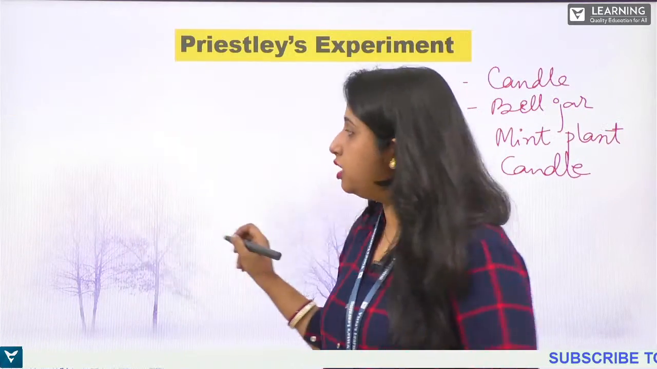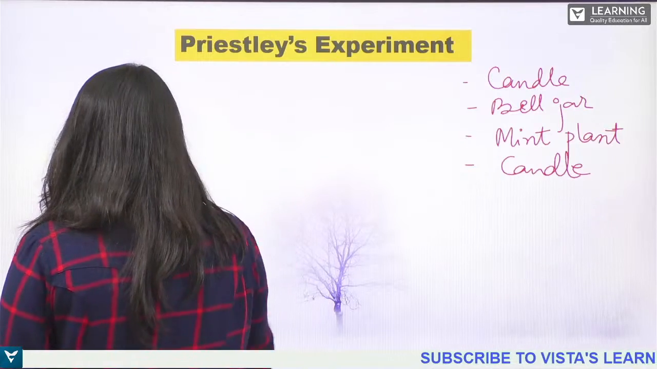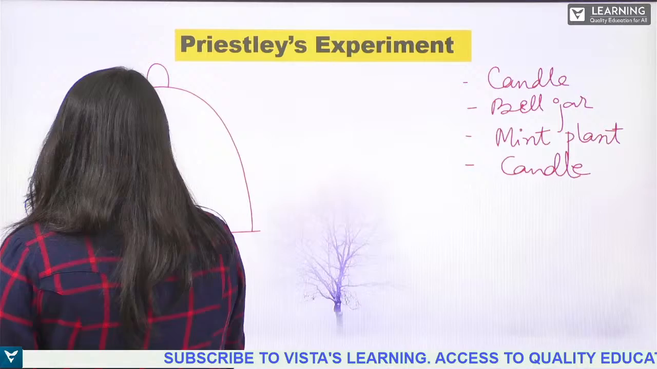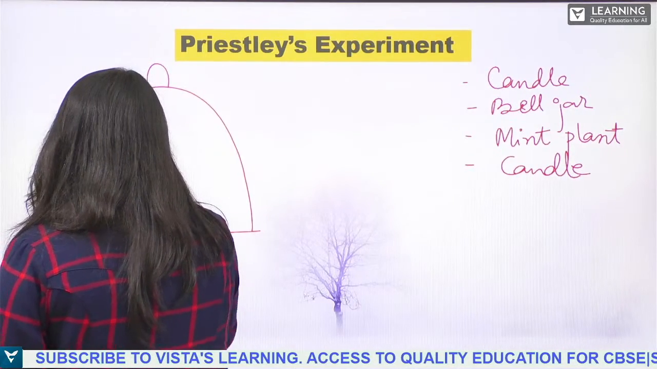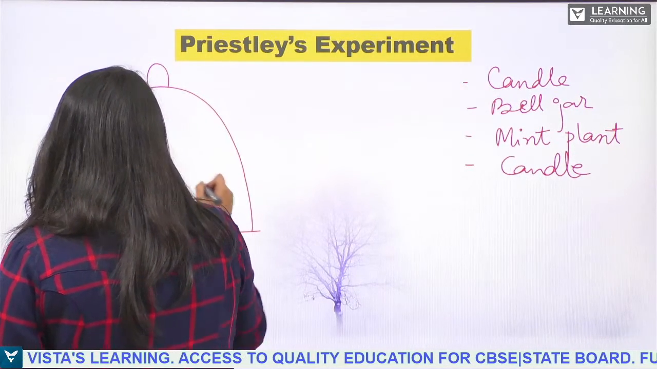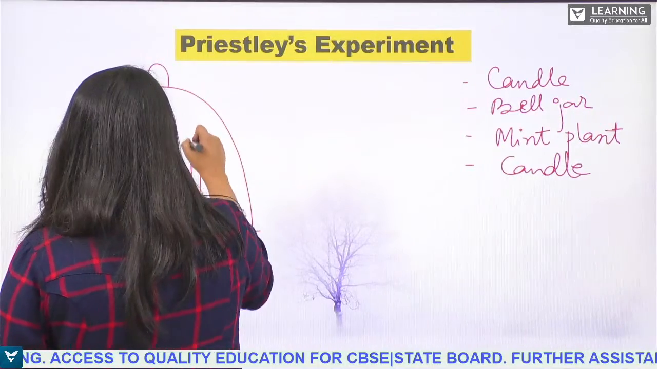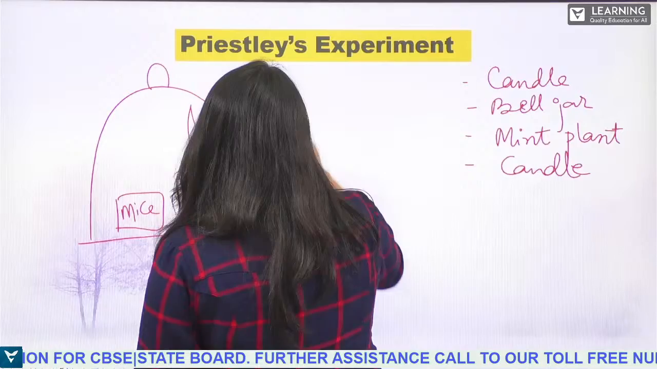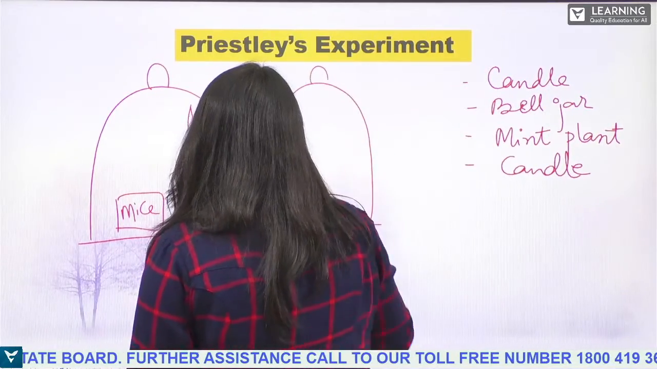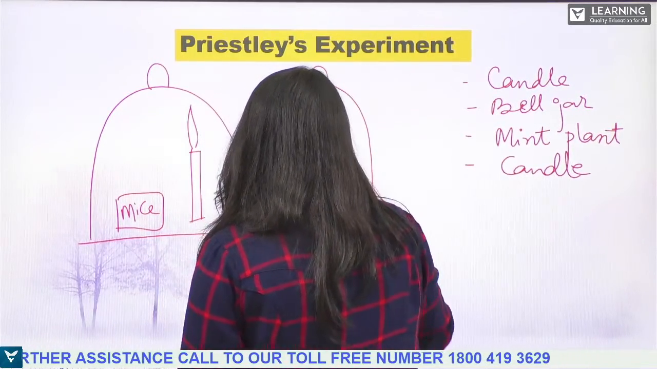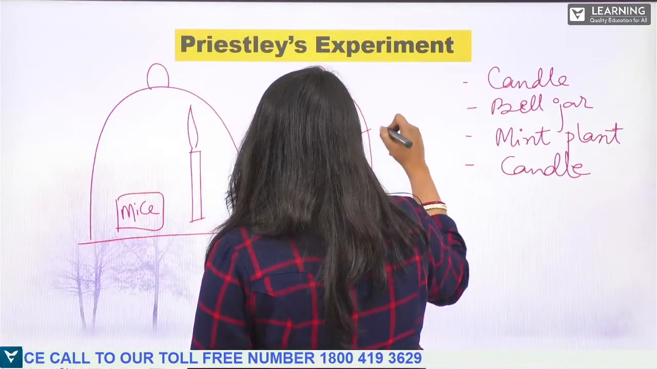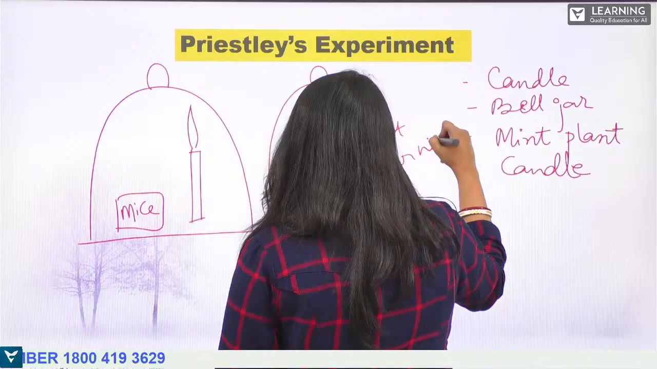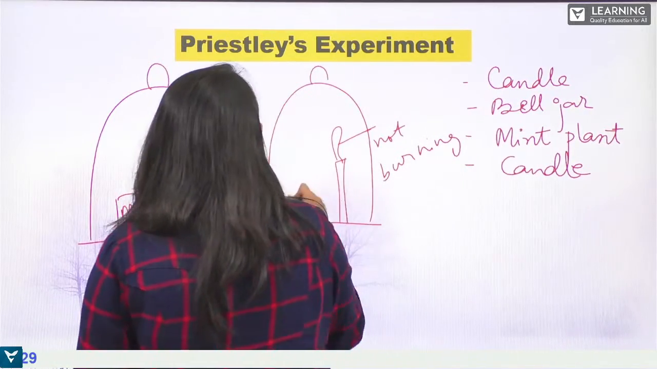So he has done the experiment. He has taken the bulb, that is the bell jar. Here he has kept the mice and the candle. After a few minutes, he saw that the candle was not burning. Now, what does it mean?